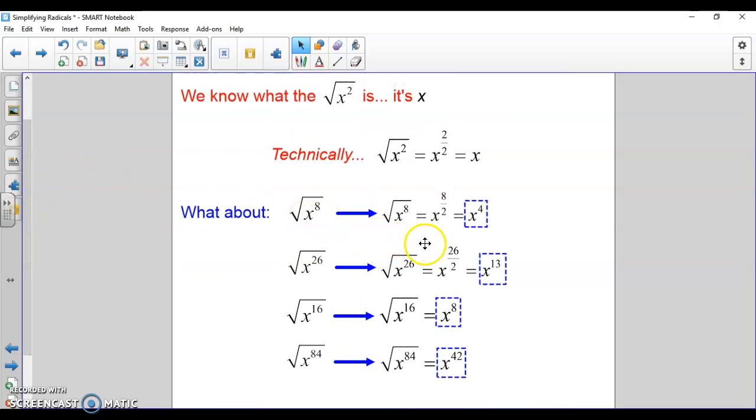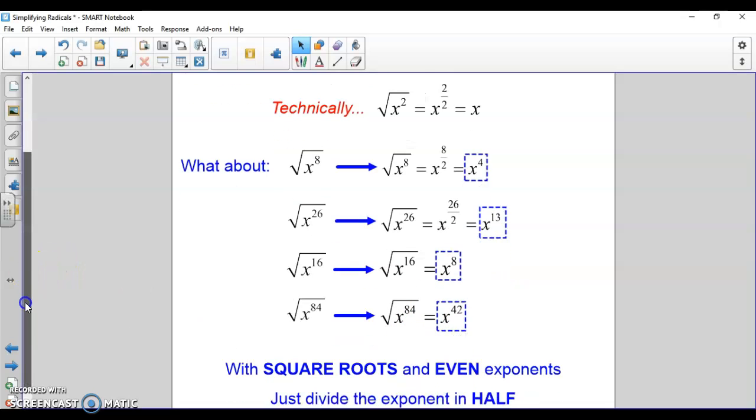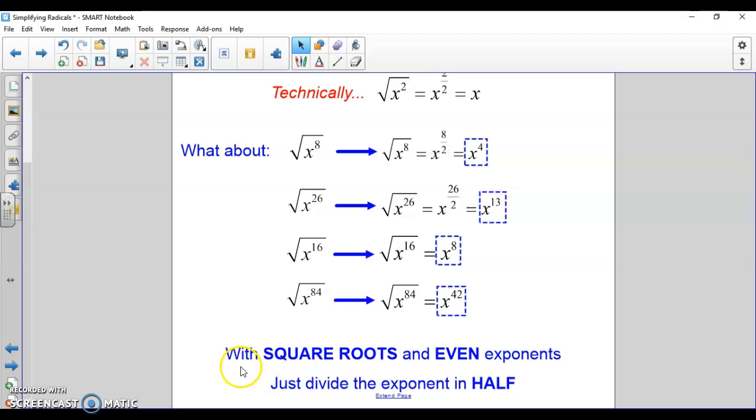Square root of x to the 8, we can say it's x to the 8 divided by 2 because it's the square root. So 8 divided by 2 is 4. 26 divided by 2 is 13. Notice all of these, we're just cutting the variable in half, or the exponent in half. That's all a square root is. So, notice here, with square roots and even exponents, only even, you just divide the exponent in half. That's it. Simple as that. Cut it in half.